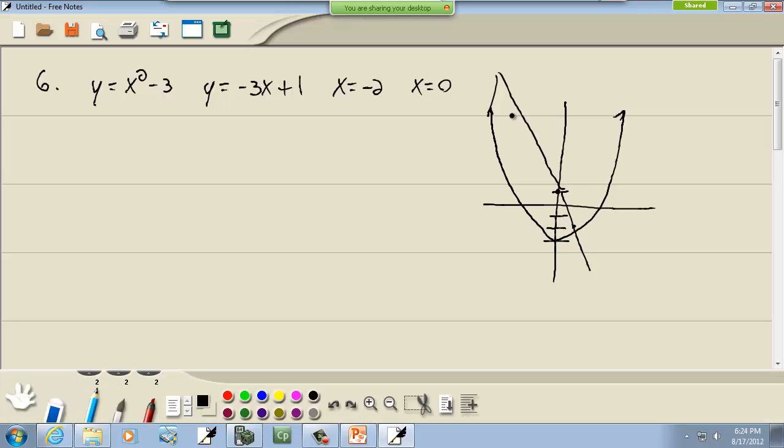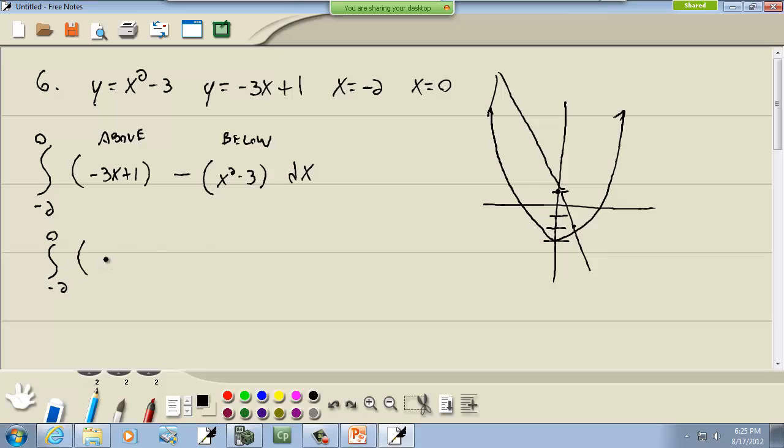All we're trying to do is see what's above and what's below. So obviously the line is above. So let's set this up, negative 2 to 0. The line is above, so we've got negative 3x plus 1 minus the graph that's below, which is x squared minus 3, dx.